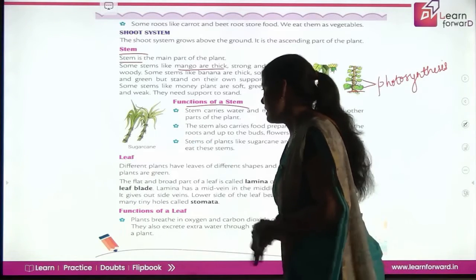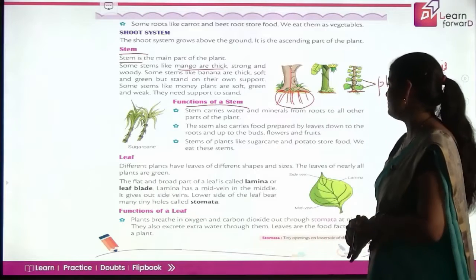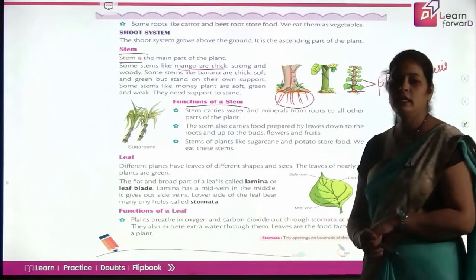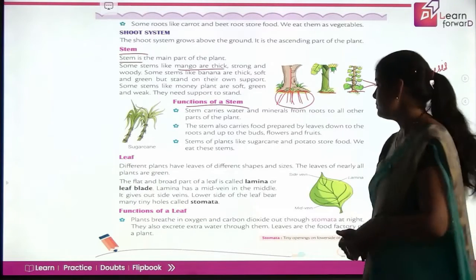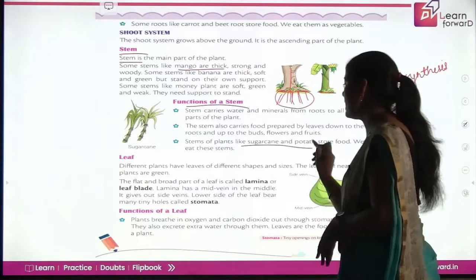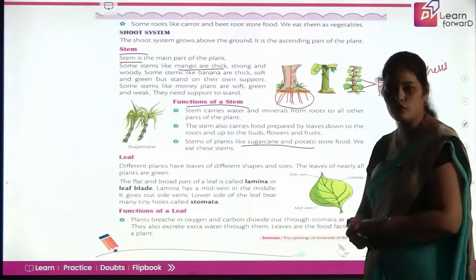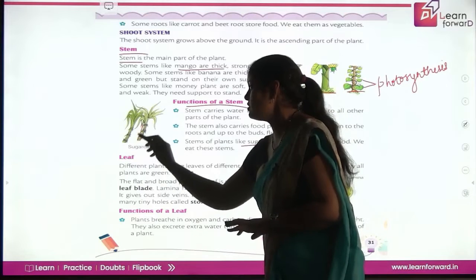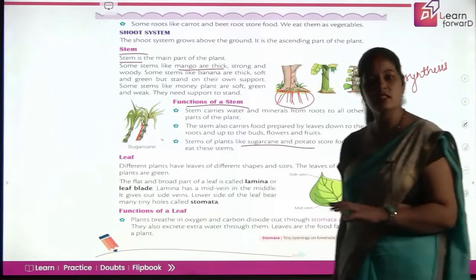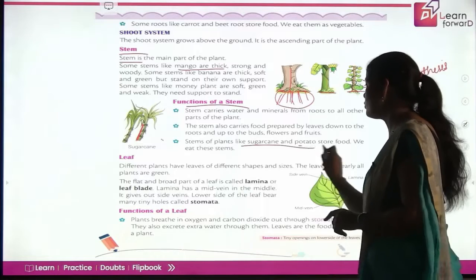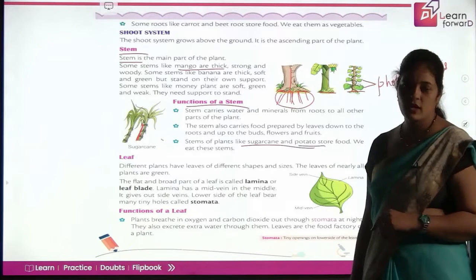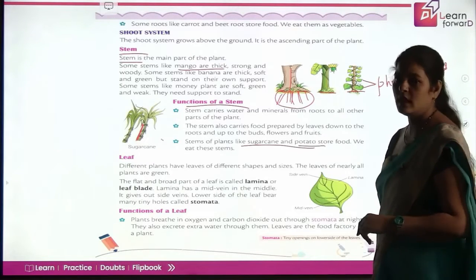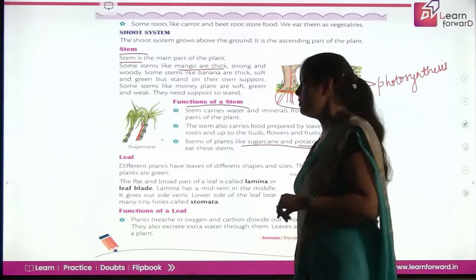Next, stems of plants like sugarcane and potato store food. We eat these stems. So there are some stems like sugarcane and potato that store food. You know what is the edible part of the sugarcane? This part, yes. This you eat of a sugarcane. So this is the stem of the plant. Again, potatoes, though they grow under the soil, are not roots. They are modified stems of the potato plant.